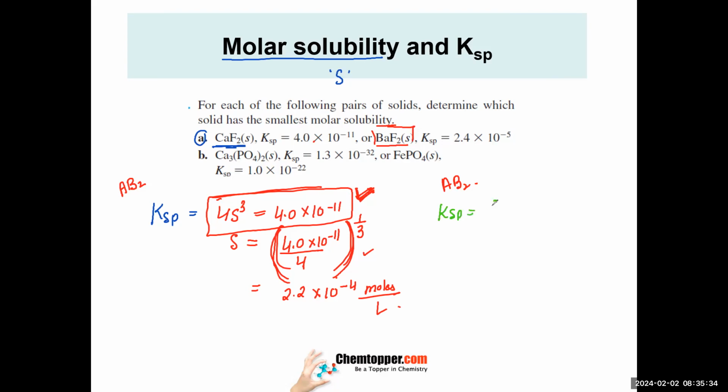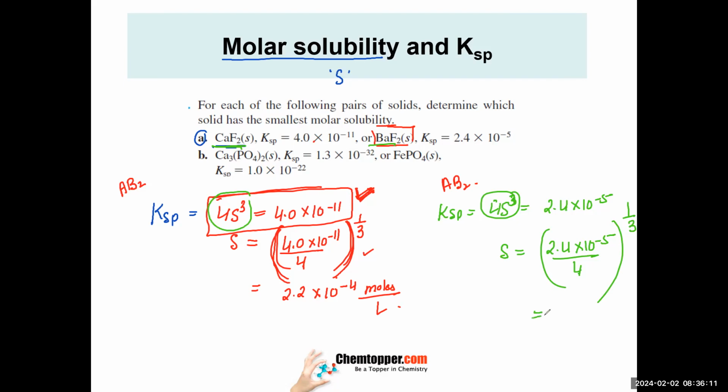4s cubed, which is 2.4 times 10 raised to the minus 5. See, this Ksp expression for CaF2 and BaF2 is same. So S is 2.4 times 10 raised to the minus 5 divided by 4, then this is cube here. So it will become 1 over 3 on the other side. I hope you know this mathematics. We have done this in the earlier unit also. What's the answer? Get the value of S.